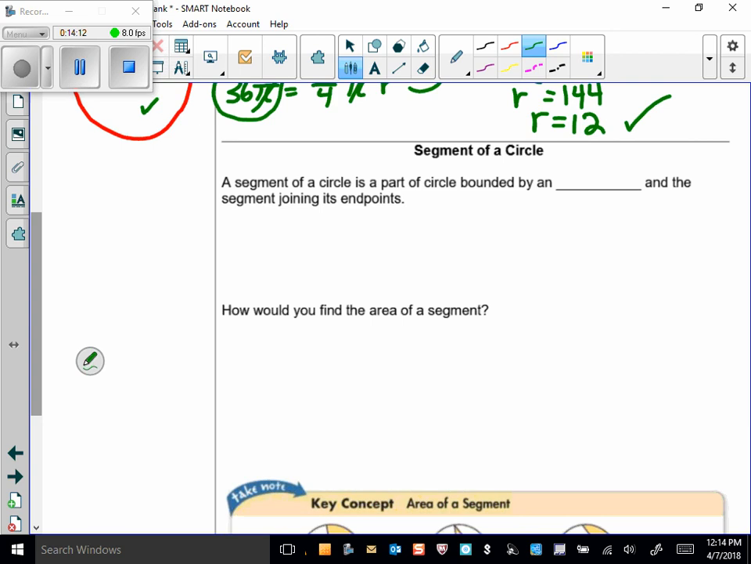Okay, how about a segment of a circle? A segment of a circle is a part of a circle bounded by an arc and the segment joining its endpoints. So here's what that looks like. So we got an arc bounded by an arc and the segment joining the endpoints of the segment. So this shaded end part is the segment. I know it seems like a line segment, but a segment of a circle is different. So what I hatched in there is a segment of a circle.